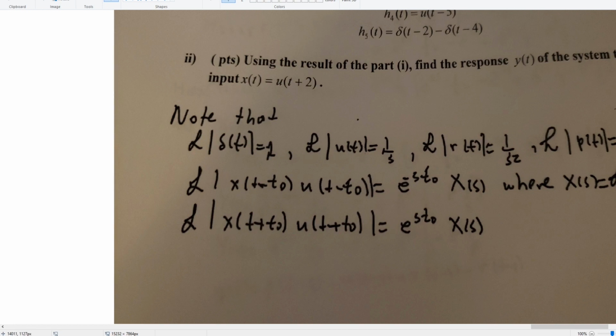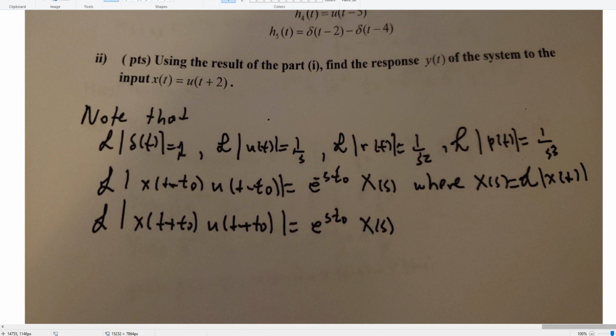Yes, over here. U of t is equal to 1 over s. The delta function is equal to 1. R of t is 1 over s squared. This p of t is 1 over s cubed. And these ones I had already shown before. Right, this one was the end of problem 1.